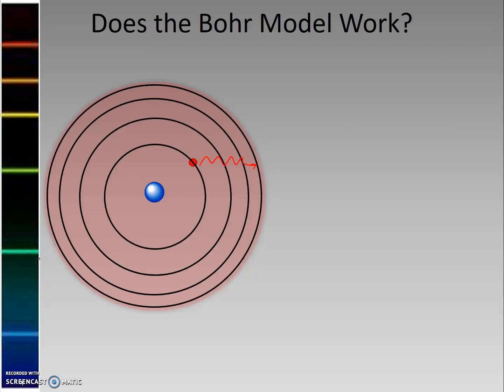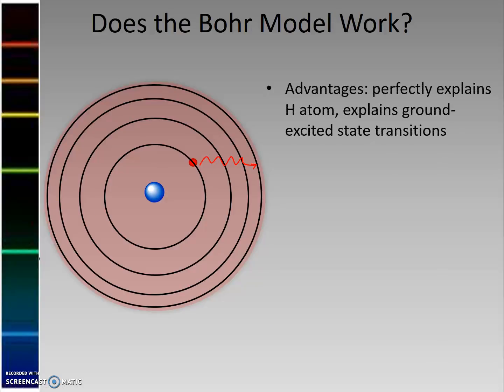So we have this model, and we know that it at least does what it's supposed to in terms of taking into account the Rydberg equation for discrete spectral transitions and Rutherford's gold foil experiment for the position of the nucleus. Our question is, does it work really well past that point, though? As far as advantages, the Bohr model works perfectly for the hydrogen atom. It can do anything you need for explaining hydrogen, and it explains ground to excited state transitions.